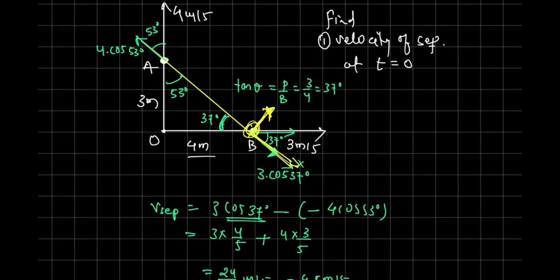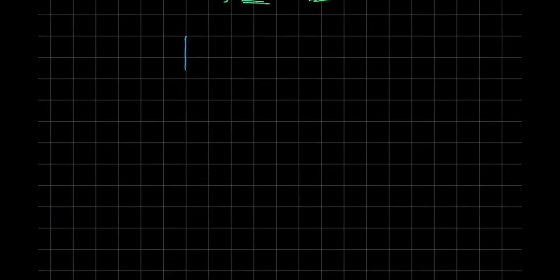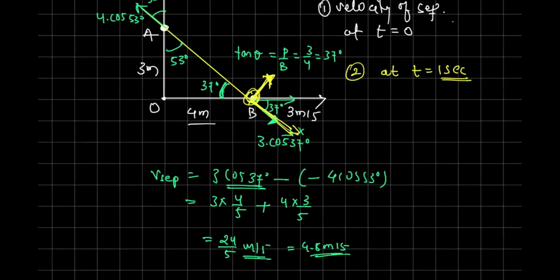Now in the same question, if I ask you to find the velocity of separation at t equals 1 second, we'll make the diagram again. Let me take that as my y-axis and this as my x-axis. So I will make a diagram after 1 second. What will happen after 1 second? Initially it was 4 meter. So in 1 second it will travel 3 meter.